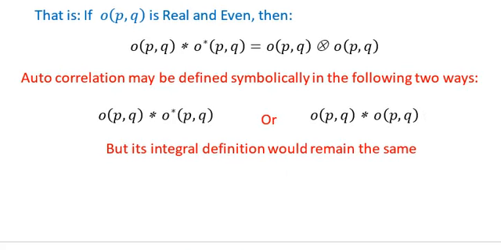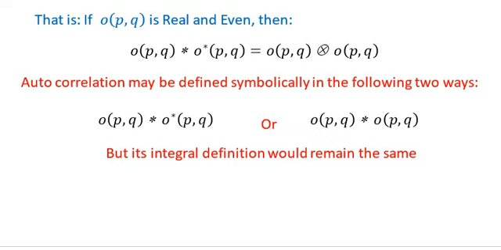So simply we can write this definition that we have been using on the left hand side as O at P and Q autocorrelated with O at P and Q. This is just the symbols that we can use to represent the autocorrelation. The integral that is associated with either of these two is the same. So don't change the complex conjugate in the integral; this cannot be changed. These are the two symbols that we can use for autocorrelation, but its integral definition would remain the same. That is what we have stated.